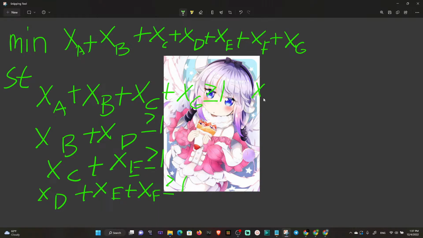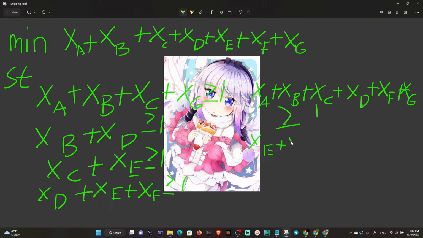And then of course we have XA plus XB plus XC plus XD plus XF plus XG is greater than or equal to 1. That's for area 5. And then for area 6 we'll have XE plus XF plus XG is greater than or equal to 1. And then finally we have XA plus XB plus XG is greater than or equal to 1, and this is for area 7.